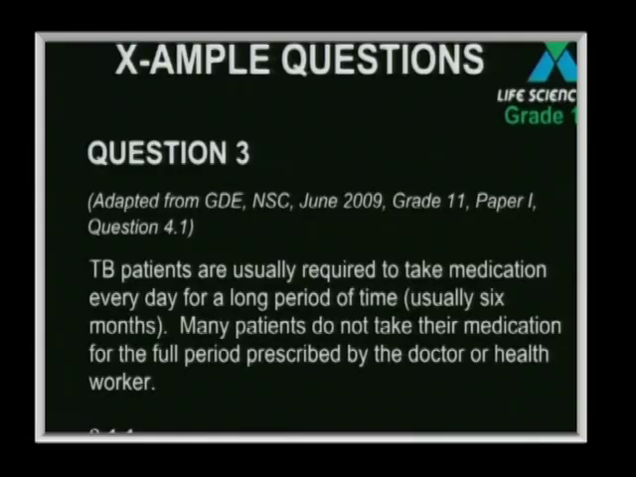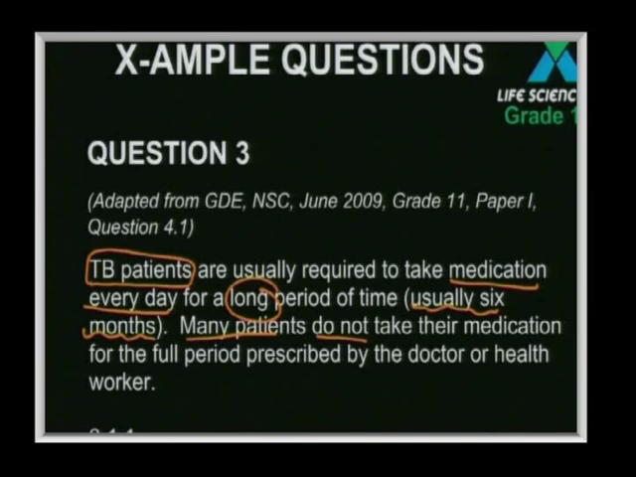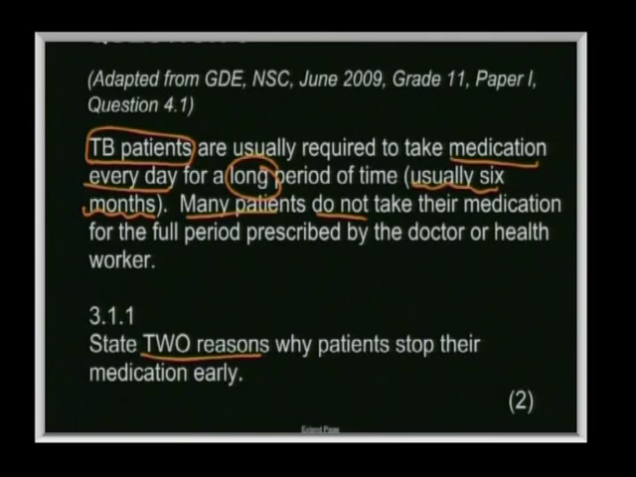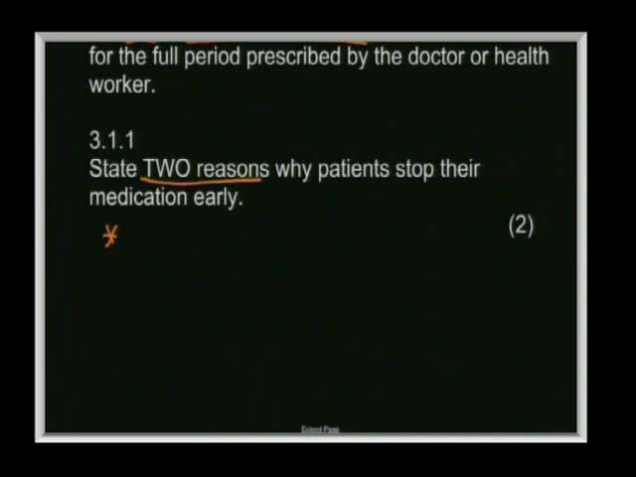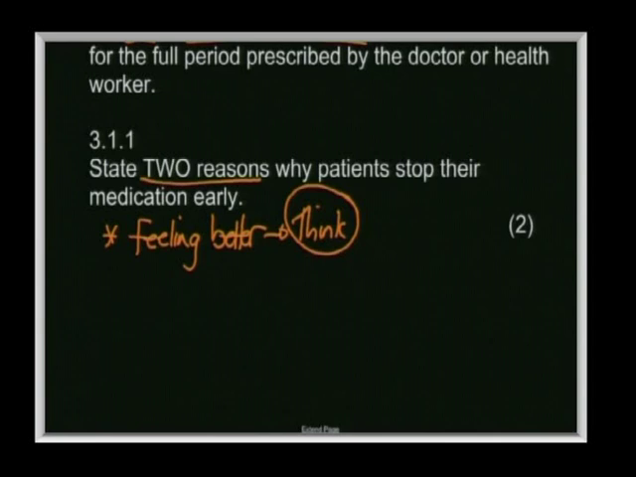Question 3 deals with TB. And it says that TB patients are required to take medication every day for a long period of time, and as discussed, that is 6 months. Many patients do not take their medication for the full period as prescribed. State 2 reasons why patients would stop their medication early. The first reason, as explained earlier, generally speaking, your TB patients, after being on the medication for about a month, will start feeling better. As a result, they think, and I emphasize the word think, that they are cured. So they stop taking their medication.